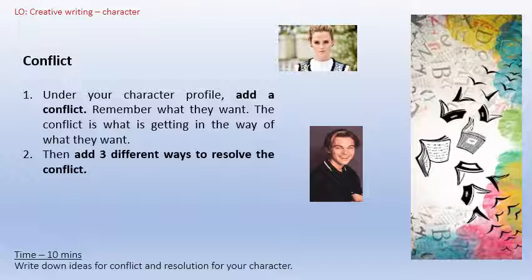Now under the character profile that you did at the start of the lesson, you've got your character and the list of things that they want, personality types and so on. I want you to add a conflict, something that gets in the way of what they want, and then add 3 different ways to resolve that conflict.